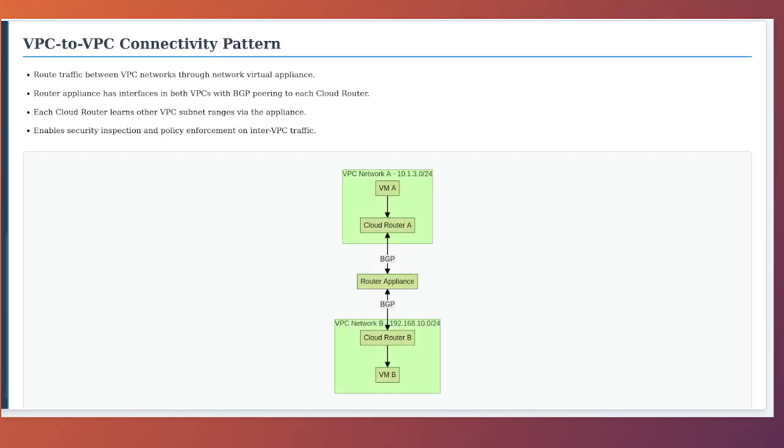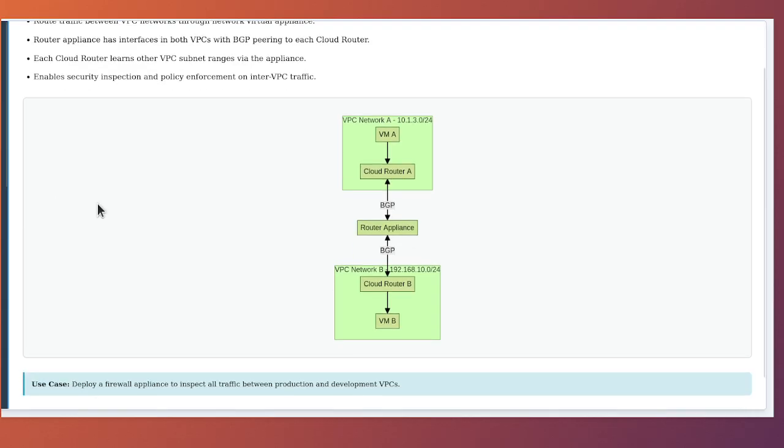VPC-to-VPC connectivity pattern. Another powerful use case for Router Appliance is establishing connectivity between VPC networks without involving an external site at all. This VPC-to-VPC topology is particularly valuable when you want to route traffic between VPC networks through a network virtual appliance for security inspection, traffic optimization, or policy enforcement.